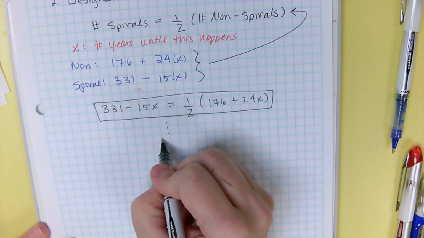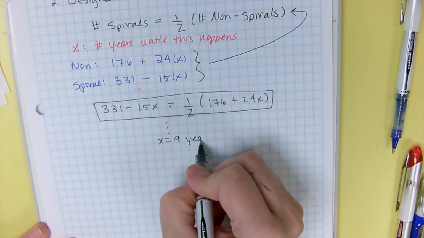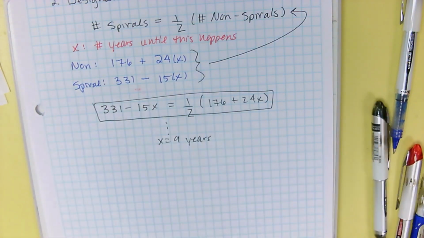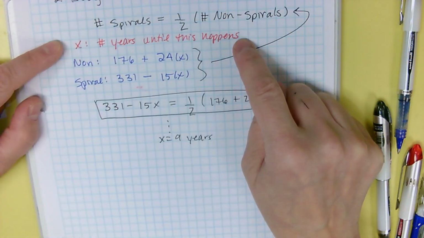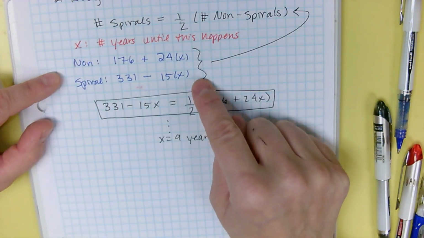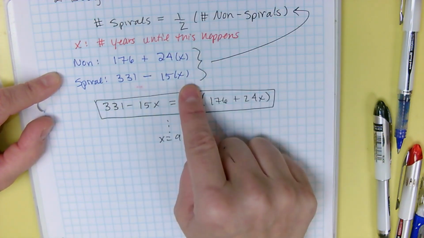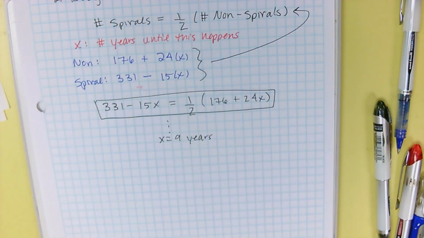And again, just solve. X ends up being 9 years. One will be half the other. So write the big picture, figure out what X is, and then try to write expressions for parts of your big picture. Right, that is the end. Now, question.